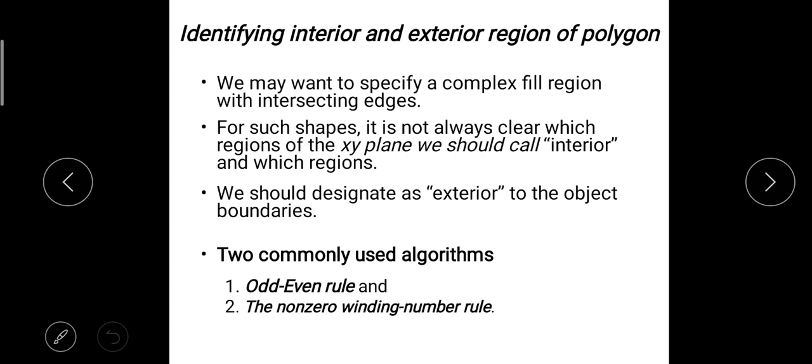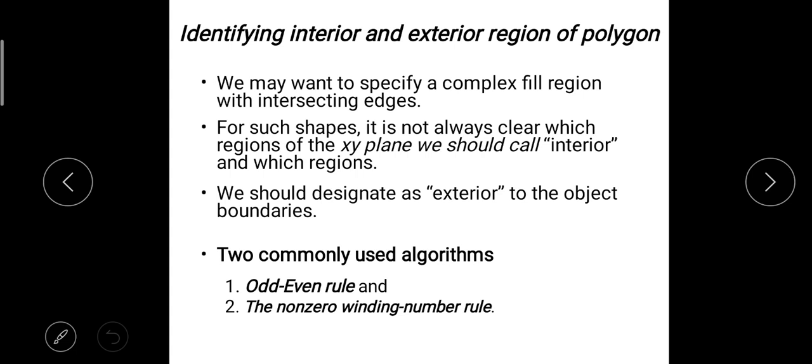Today we are going to discuss how to identify the interior and exterior region of a polygon. First of all, why do we want to identify interior and exterior regions? Say you want to draw a polygon with intersecting edges, then it is difficult to identify which block of the polygon to fill. So it might be a difficult task when there is a polygon with intersecting edges.